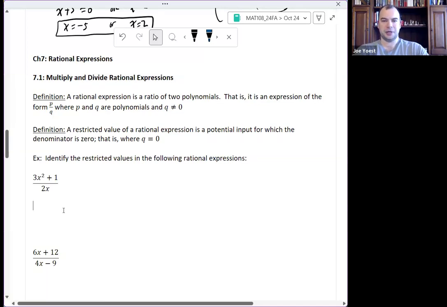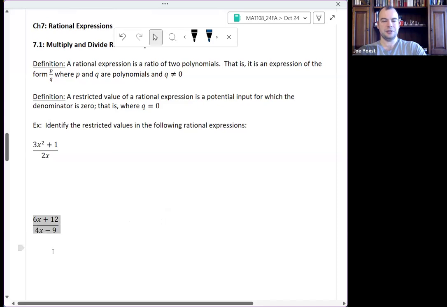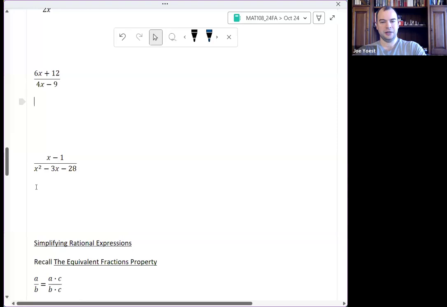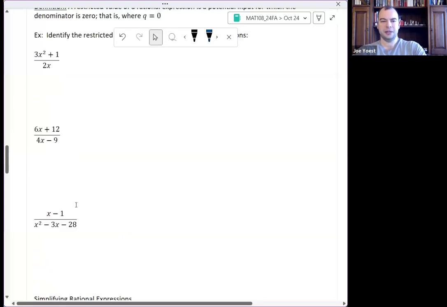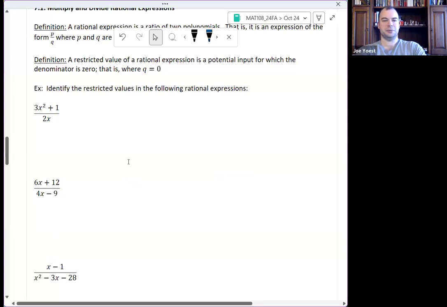So what is a rational expression? Well, it's a ratio, which is where the term rational comes from, ratio. It's a ratio of two polynomials. That is, it's an expression of the form p over q, where p and q are polynomials, and where q is not 0. So for instance, something like this, a linear polynomial divided by a linear polynomial, or maybe something like this, a linear over a quadratic. These would be examples of rational expressions.